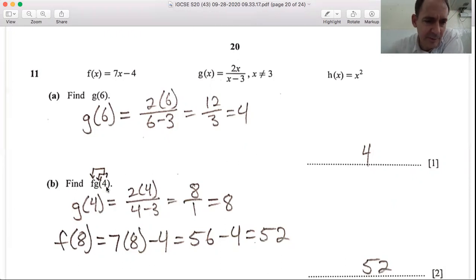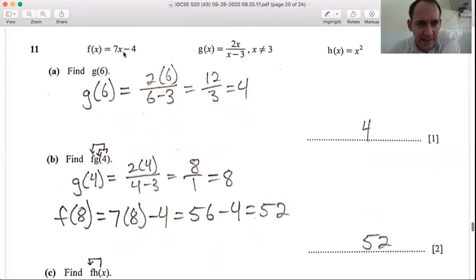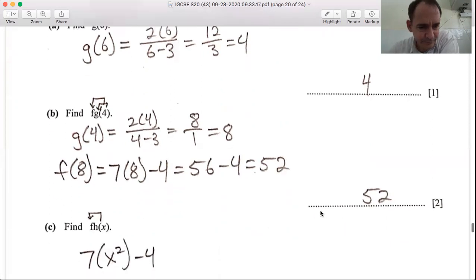So first we start by putting the 4 into the g. So we do that, we replace the x's with 4. That reduces down to 8. Then we take that answer and plug it into f. So f of 8 then equals 7 times 8 minus 4. 56 minus 4 is 52.